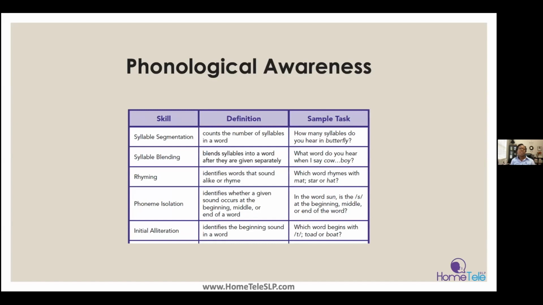So we'll start with syllable segmentation. That's being able to count the number of syllables in words. And I love making things fun, so we can be sing-songy while we're counting out the syllables in words. So in the word butterfly, butterfly, butterfly, how many syllables? Oh, 3, butterfly. That's right, it has 3 syllables.